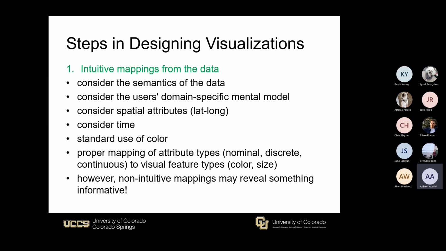The first one was intuitive mapping from the data. You need to consider the semantics of the data. You need to consider the user's domain-specific mental model. You need to consider the spatial attribution, like latitude and longitude. You need to consider time. You need to consider standard use of color for that particular data. Some data come with some restrictions on what sort of colors you can use.